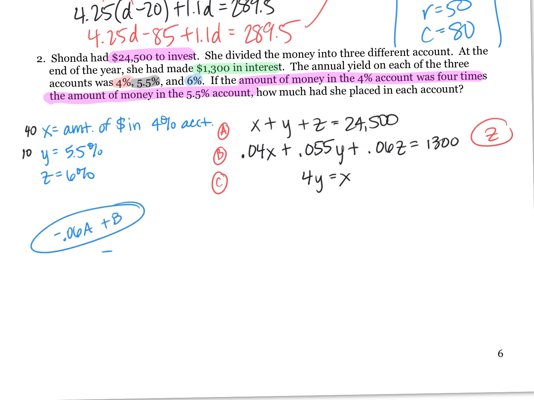Beautiful. So I got negative 0.06x minus 0.06y minus 0.06z equals, let's see if I can actually do my math right here, 24,500 times negative 0.06 is negative 1470.